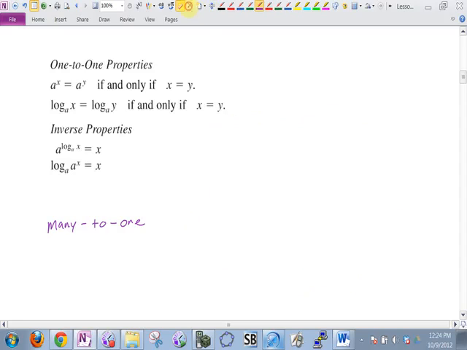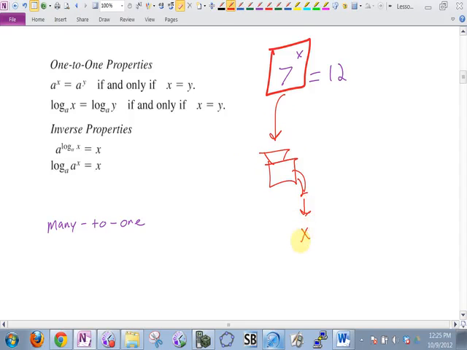So let me show you an example of that. Let's suppose we have 7 to the x equals 12. I'm going to take both sides of this equation, 7 to the x, and I'm going to plug that into some function that I know is going to cancel it down to just x. And whatever I do to the left side, I better do the same thing to the right side. So 12 is going to get plugged into that function as well. And then whatever comes out is going to be what x equals.